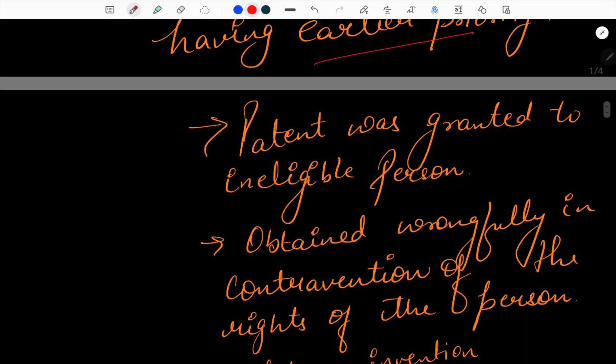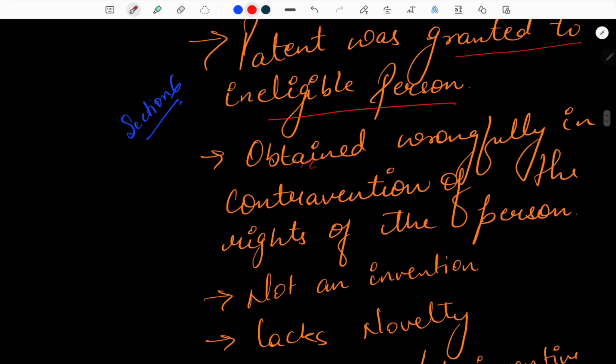The second ground is that the patent was granted to an ineligible person. Remember that there are certain categories of people who can file for the patent, that is in section 6. Section 6 of the Act tells who all can file for the patent, that is the true and first inventor, or assignee of the true and first inventor, or the legal representative of the deceased true and first inventor. If the patent has been granted to someone who is not eligible for that particular patent, then it can be revoked. Or it has been obtained wrongfully.